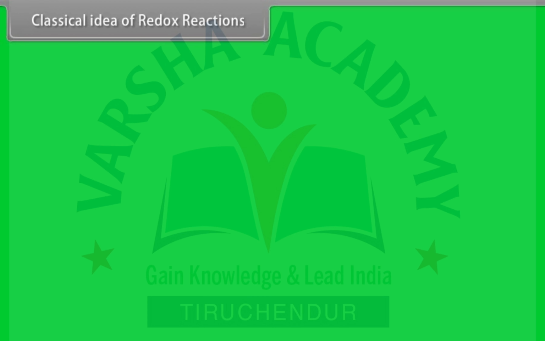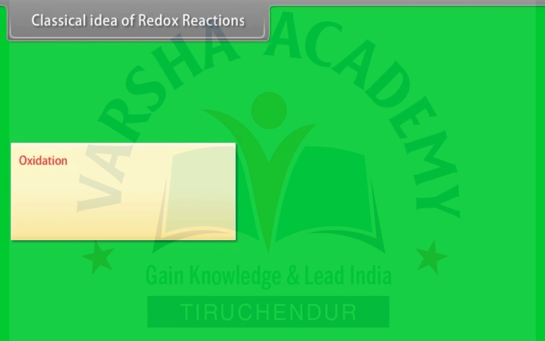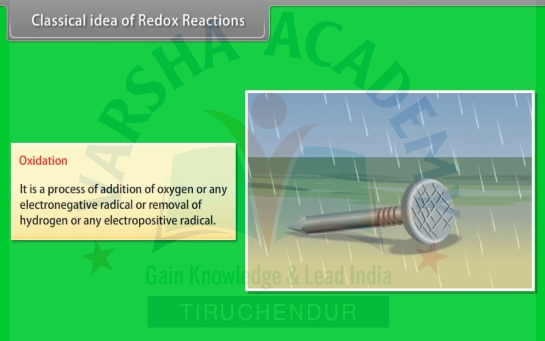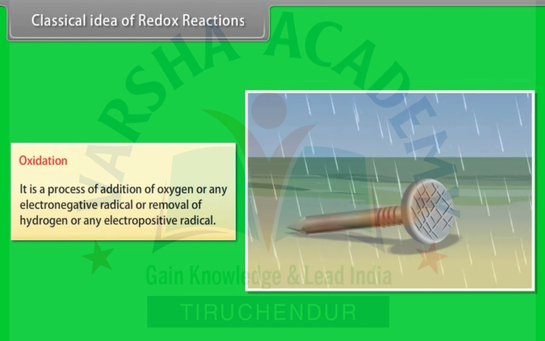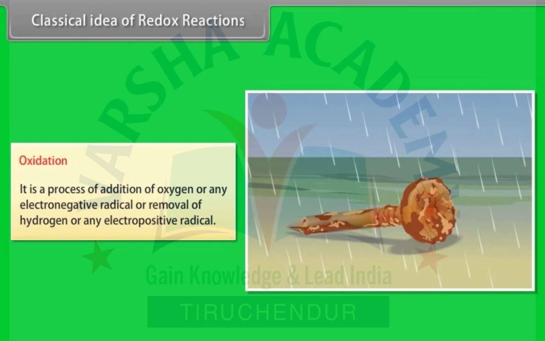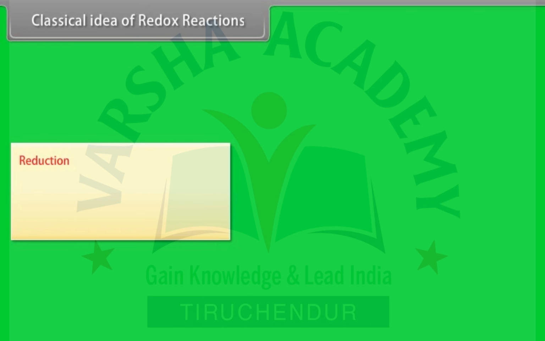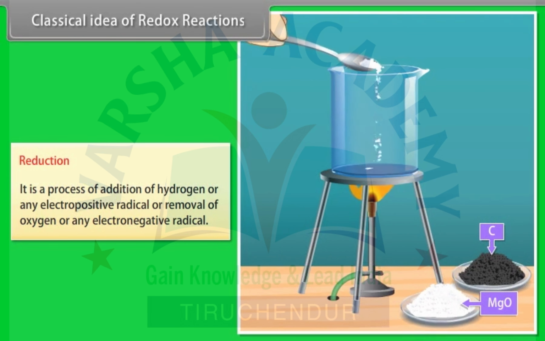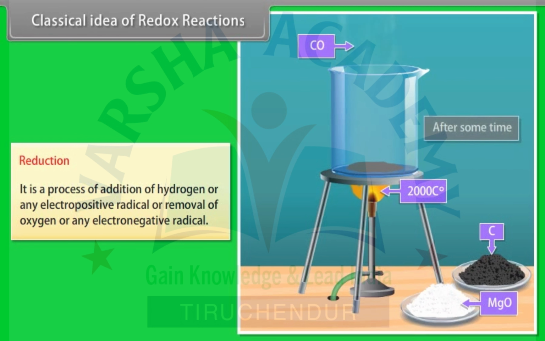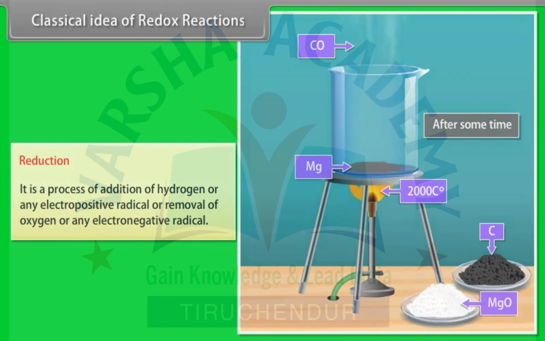Classical idea of redox reactions. Oxidation: it is a process of addition of oxygen or any electronegative radical, or removal of hydrogen or any electropositive radical. Reduction: it is a process of addition of hydrogen or any electropositive radical, or removal of oxygen or any electronegative radical. Let us take some examples for a better understanding of the redox reaction.